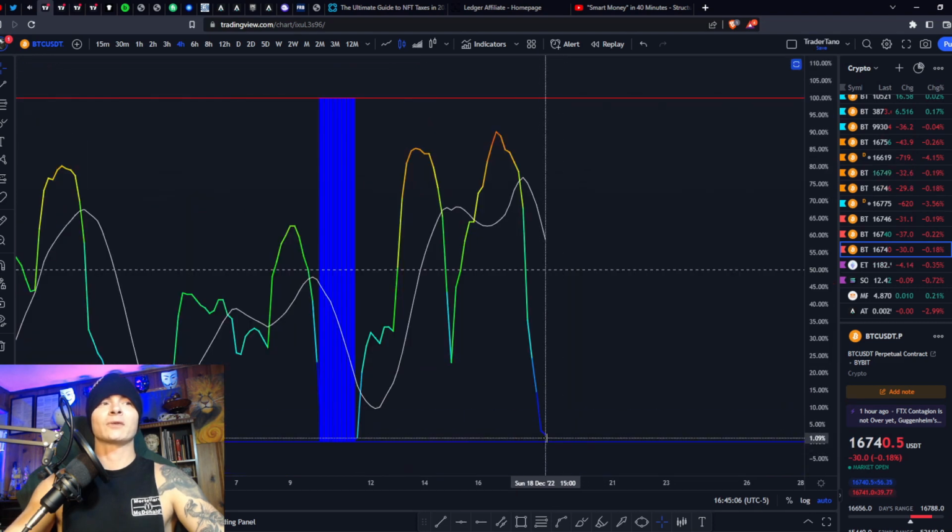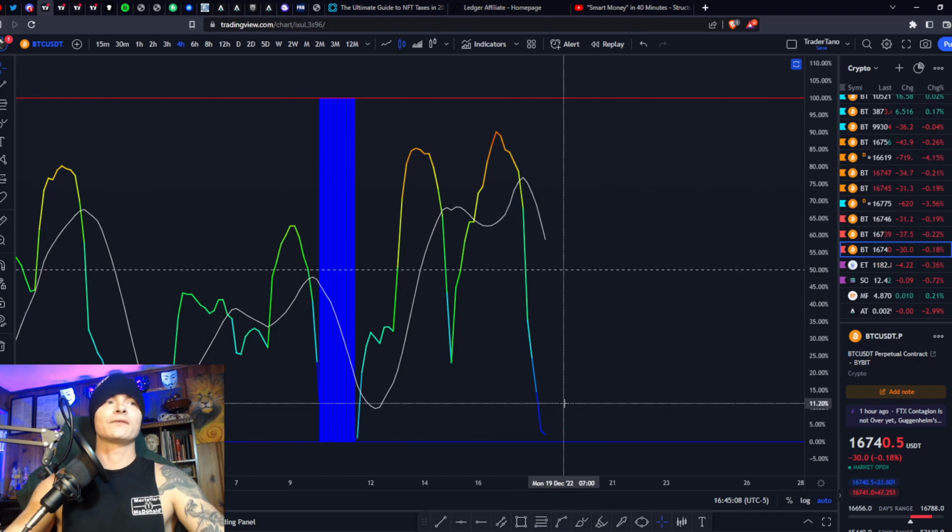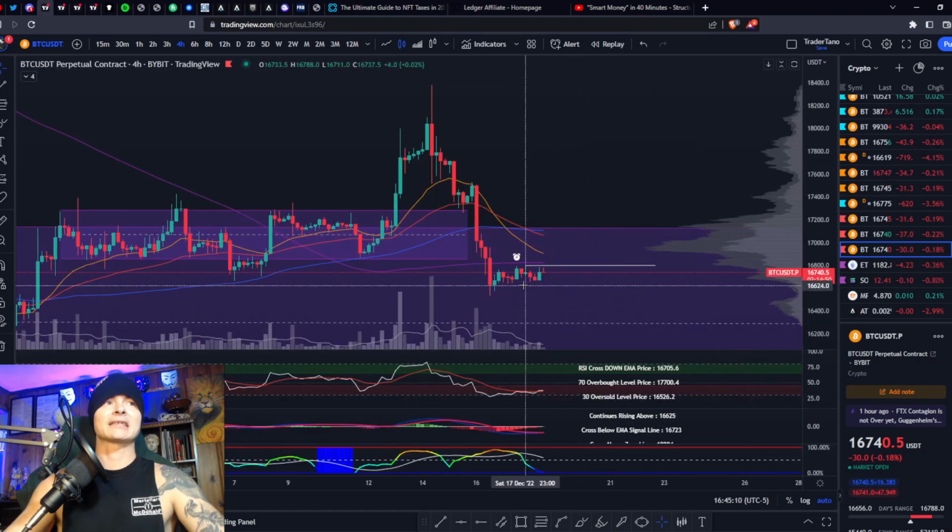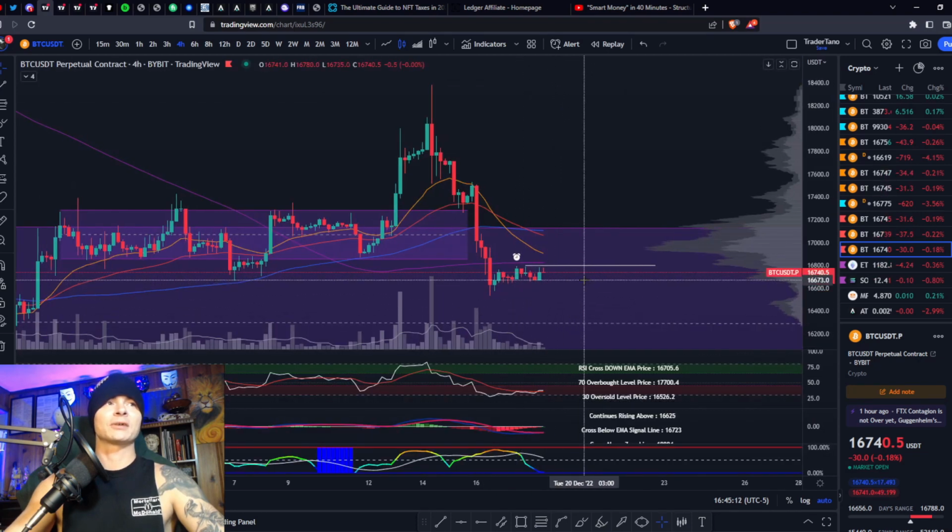BBWP is very low right now. So the move is about to happen. We're not going to stay in this sideways range for too much longer.